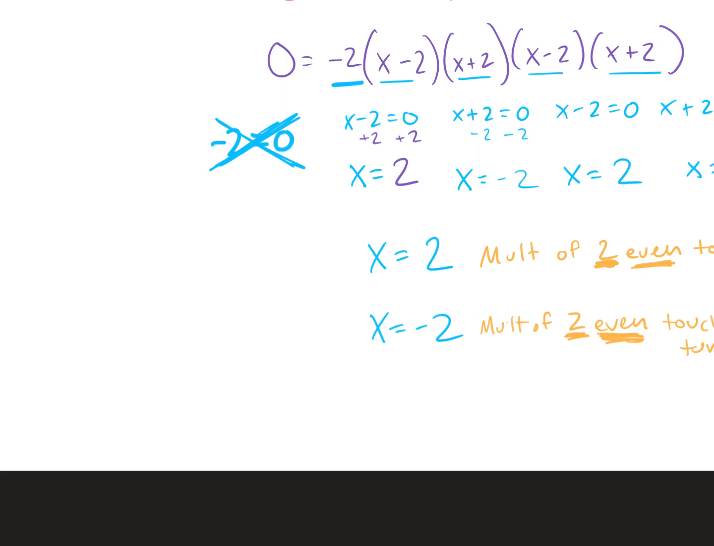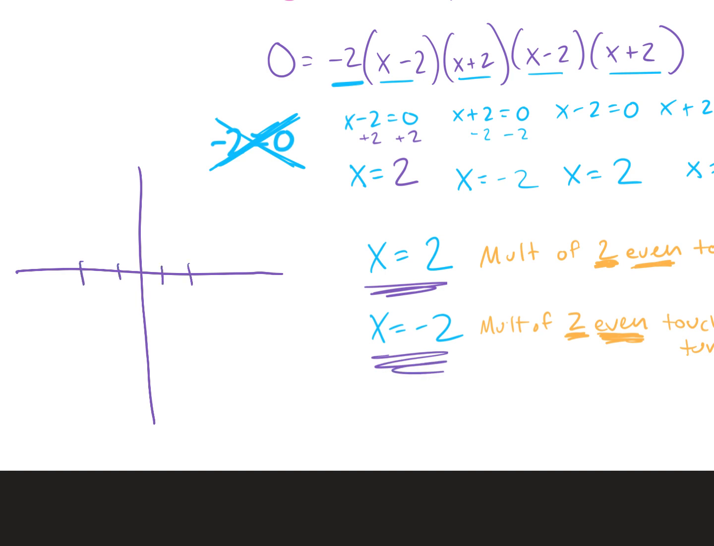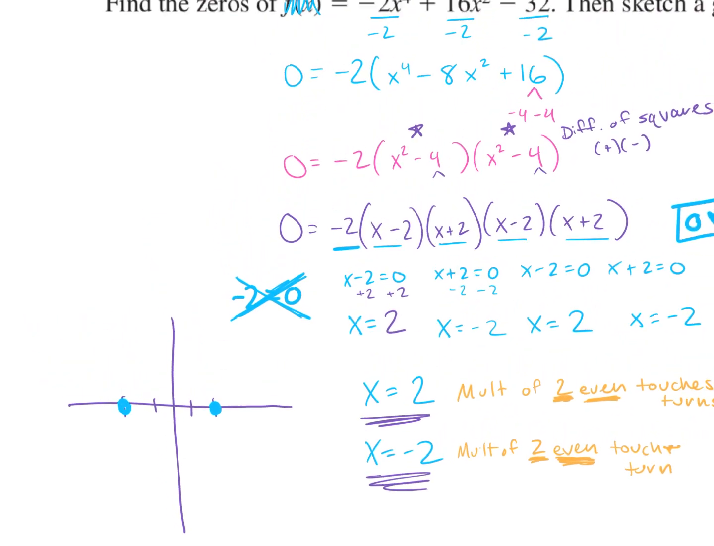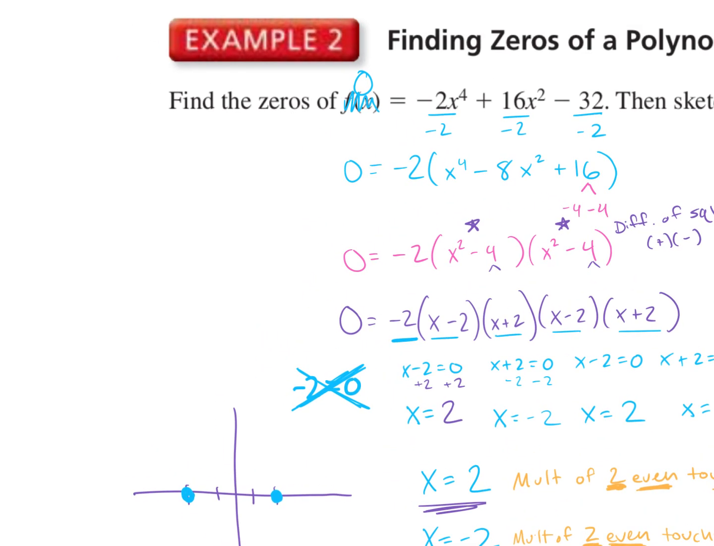So let's draw our graph. Now it just asks us to sketch the graph, so it doesn't have to be perfect. I'm not even going to put numbers on my y-axis. I just want to make sure I put the zeros here. So I need to put a point at 2 and a point at -2. Now I know at both of these points my graph is going to touch and turn, but there's also one more thing that I need to know. I need to know the end behavior of the graph.